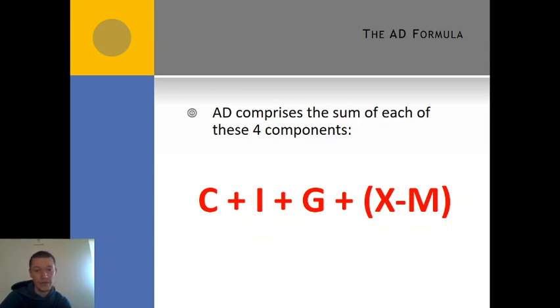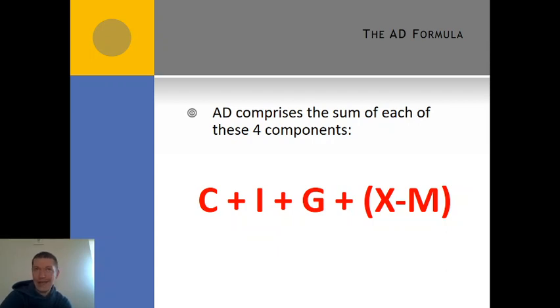Do not get confused. Government spending, G, well, think about it. If C is consumer spending, I is firm spending, G, government spending, is the government spending their money, and that will be on benefits, on infrastructure, so roads, etc., schools, hospitals, all that kind of stuff. When the government spends their money, that's going to be G.